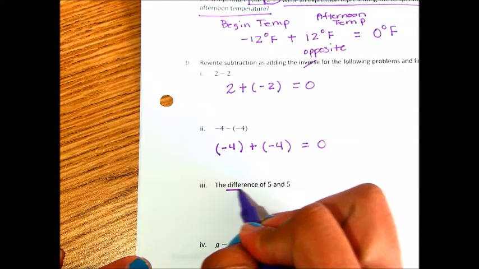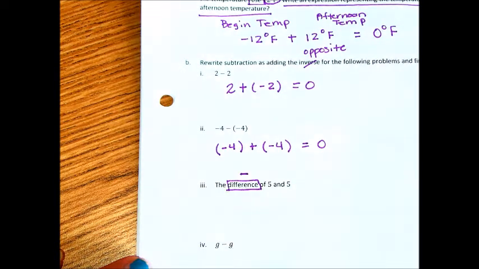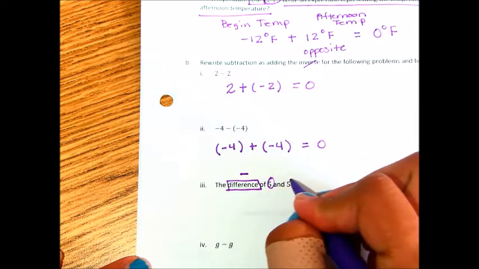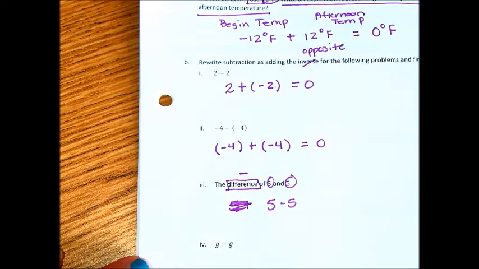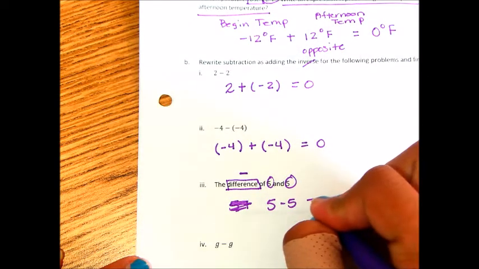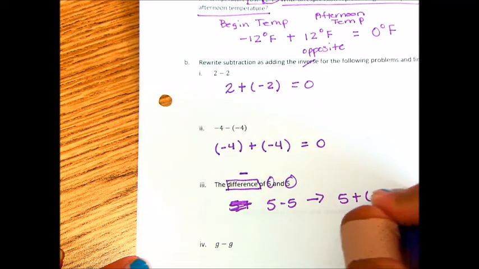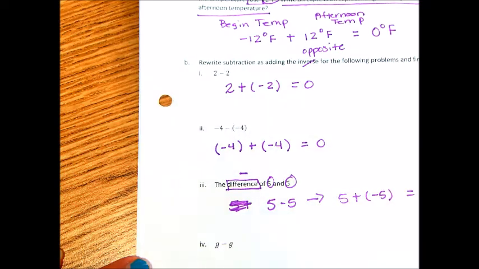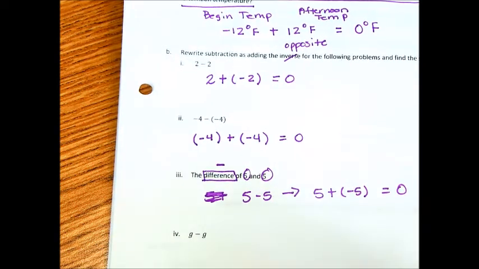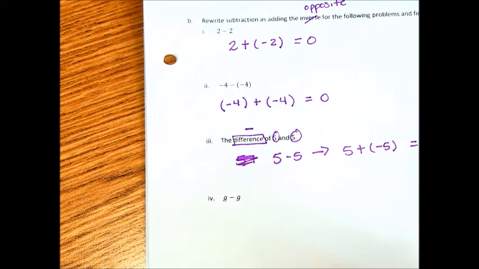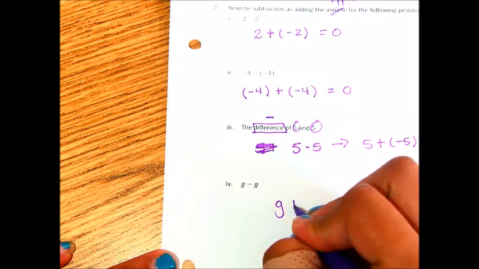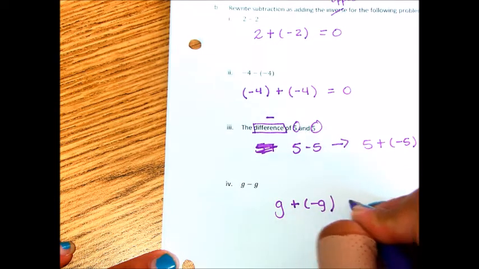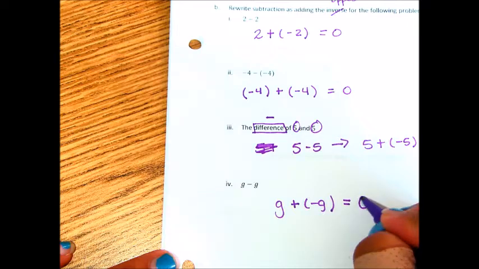The word difference is going to be subtraction, the difference of 5 and 5. I'm going to have 5 minus 5 to represent the difference of 5 and 5. But I do want to use the additive inverse, so I would rewrite that to say 5 plus negative 5, which is going to give me 0. All right, lastly, let's look at number 4. So I have G minus G. G minus G using the additive inverse would look like G plus negative G, which would leave me with 0.